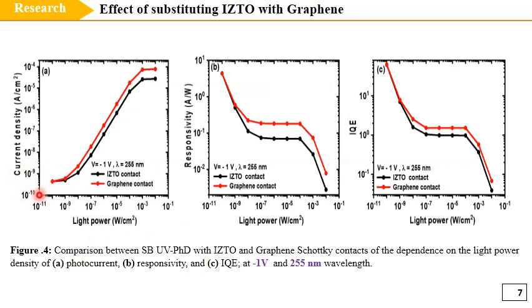Both cases show the same onset detection threshold. However, all optical outputs, photocurrent, responsivity and EQE, demonstrated better performance with graphene Schottky contacts.